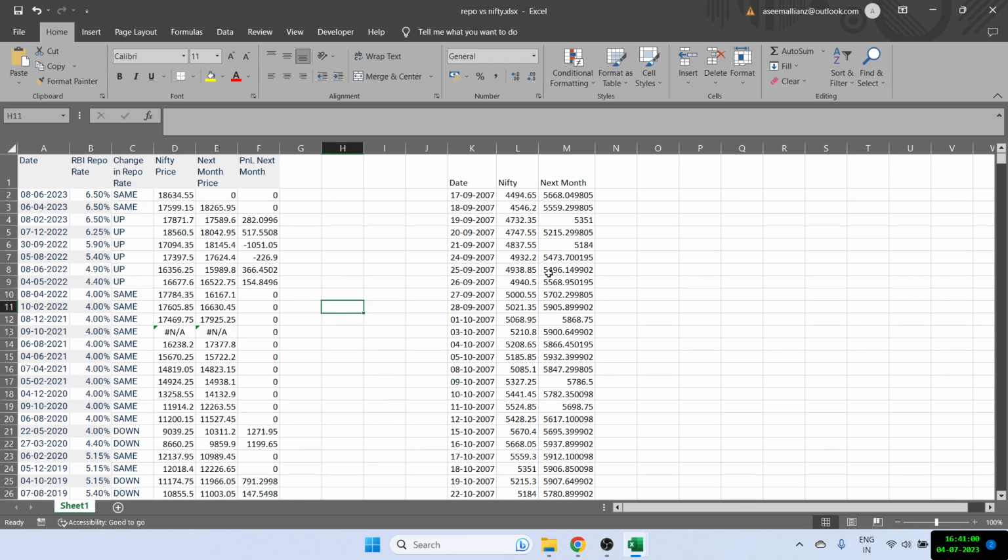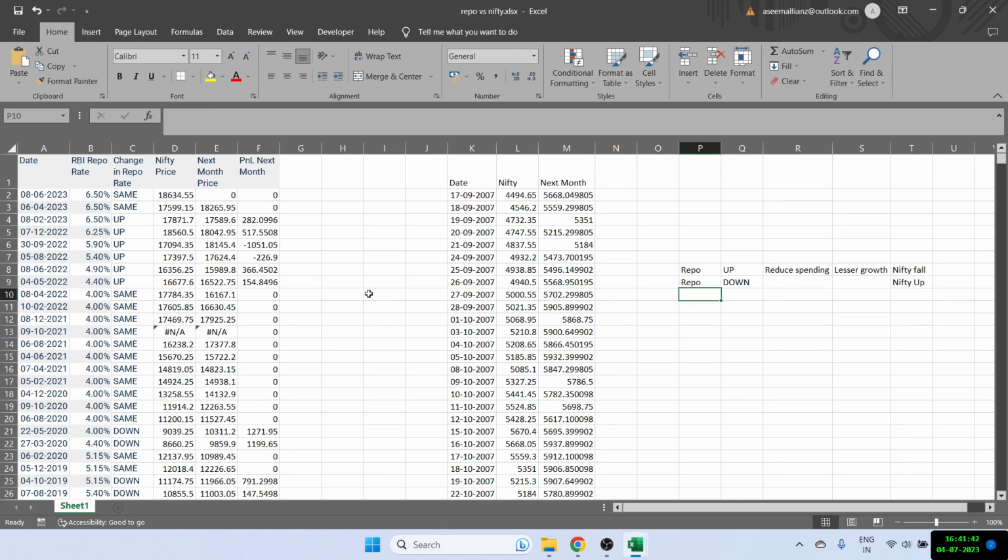And generally what is assumed is if the repo rate goes up, that means the companies will like to reduce their spending, so that will lead to some kind of lesser growth in the economy. And hence what we expect is that when the repo rate goes up, the Nifty can fall. And similarly, if the repo rate goes down, in that case we can see that the Nifty can go up.